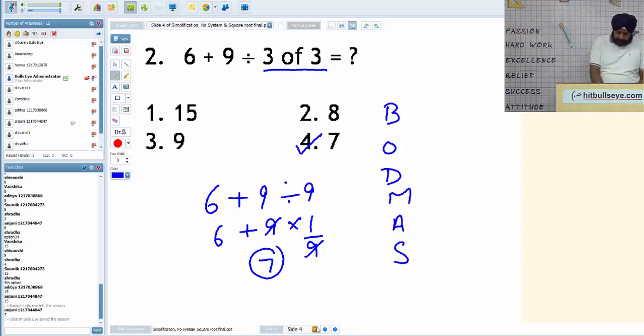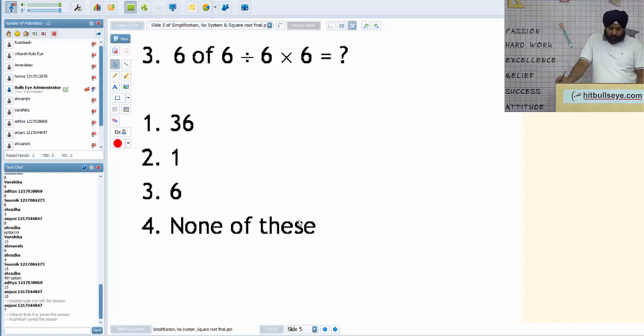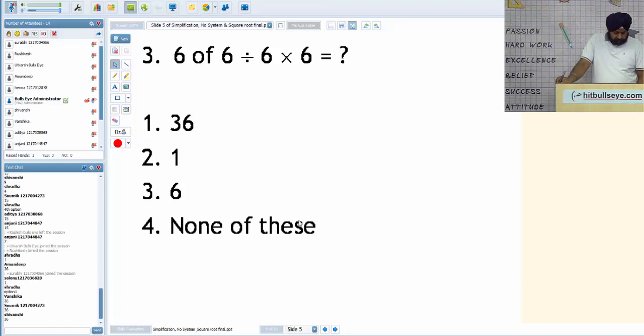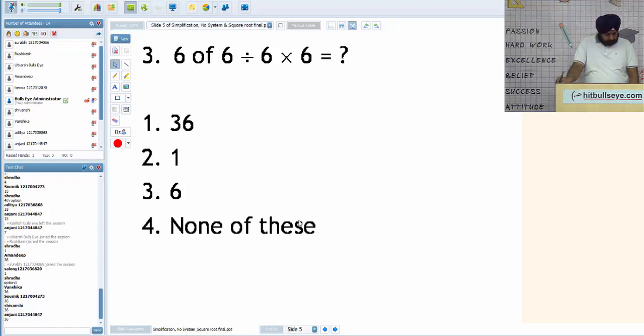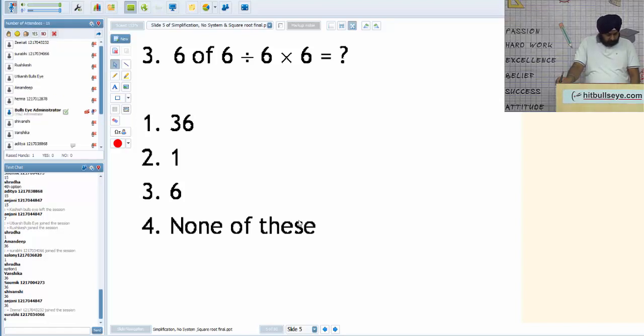So I proceed to the next question. 6 of 6 divided by 6 into 6. Quick. Please take care of the sign of. Is it 36? First option. Shivanshi, Vanshika, Somik. Noni says it's 1, option 1. Anyone else? 36. Surbi says 6 of 6.